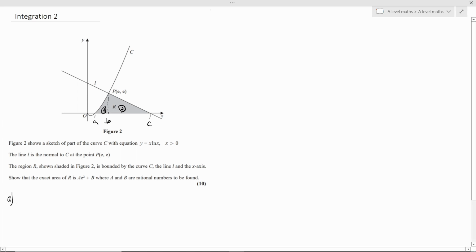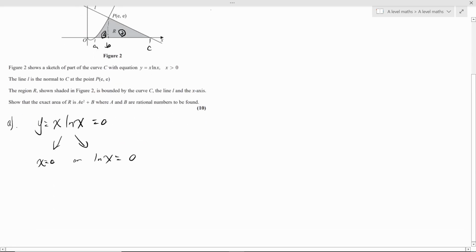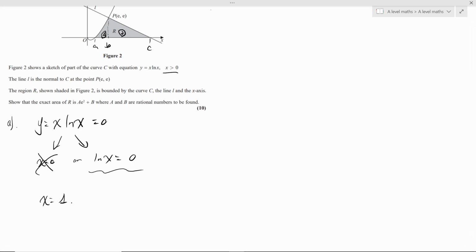We shall start with A. How do we find A then? Well, you can see it's an intersection of the graph of C and the x-axis. So that suggests at A, y = x ln x = 0. That suggests two possibilities: x is 0 or ln x is 0. We know that x is greater than 0, so it can't be this possibility. It must be that ln x is 0, and that implies x is 1. Right? We know that ln 1 is 0 because exponential of 0 is 1. Cool. So we now know that A is 1.